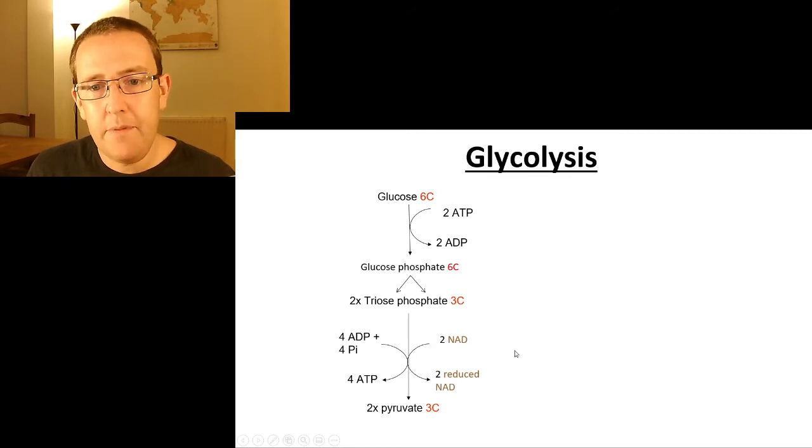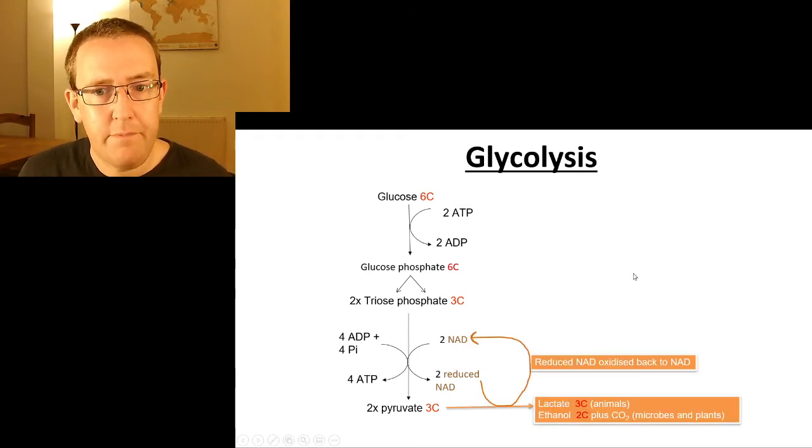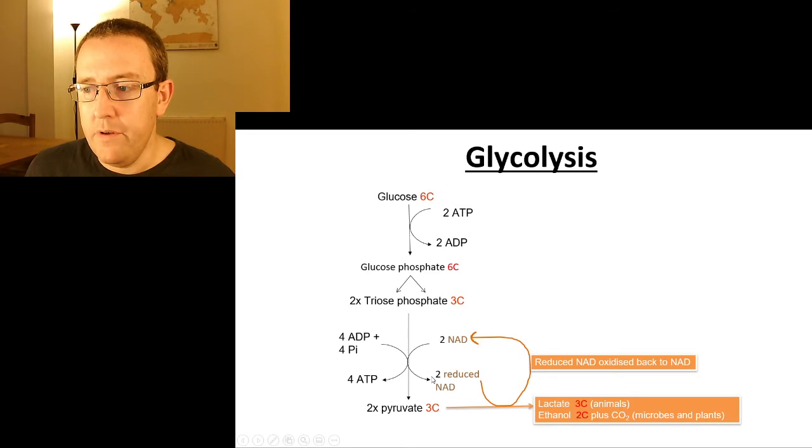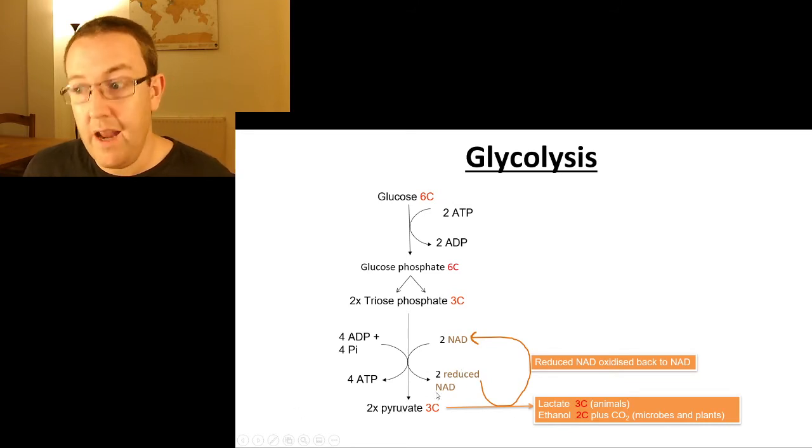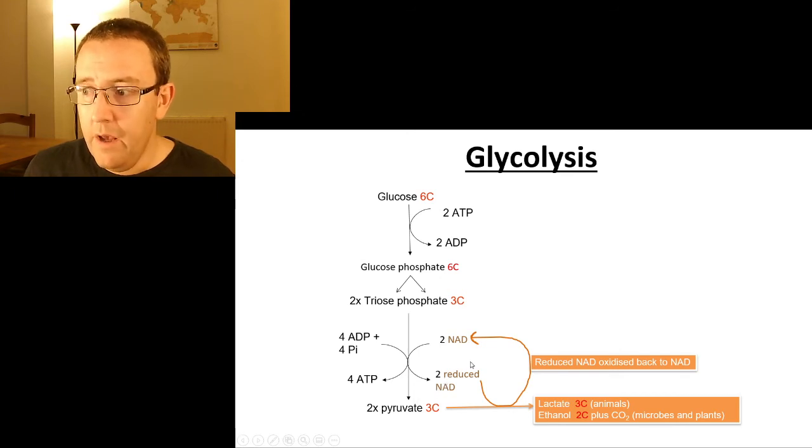Okay, so what happens in anaerobic respiration is the pyruvate, via another pathway, is used to oxidize the NAD, and that looks like that. So the pyruvate is reduced itself, and therefore the NAD is oxidized. So the reduced NAD is oxidized back to NAD, and you can carry on this conversion of triose phosphate to pyruvate. Okay, and that generates a little bit of ATP, and that's where the ATP from anaerobic respiration comes from.